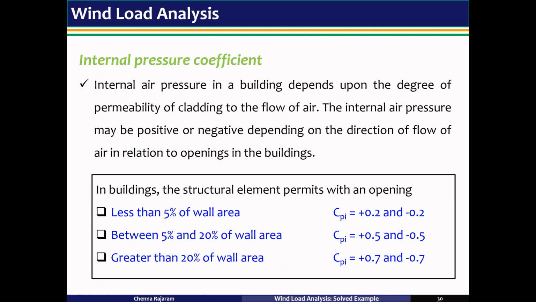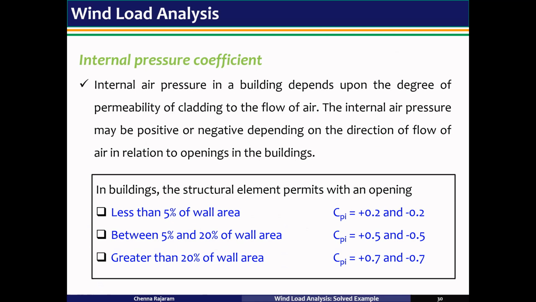Internal pressure coefficient. Internal air pressure in a building depends upon the degree of permeability of cladding to the flow of air. The internal air pressure may be positive or negative depending on the direction of the flow of air in relation to the opening of the buildings. If the surface design pressure varies with height, the surface areas of the structural elements may be subdivided so that the specified pressures are taken over appropriate areas. Positive wind load indicates the force acting towards the structural element and negative away from it. Pressure coefficients given in different tables of IS 875 Part 3 2015 have been obtained from measurements on models in wind tunnels. For the structures that are not covered, advice may be taken from specialists in the particular subject.